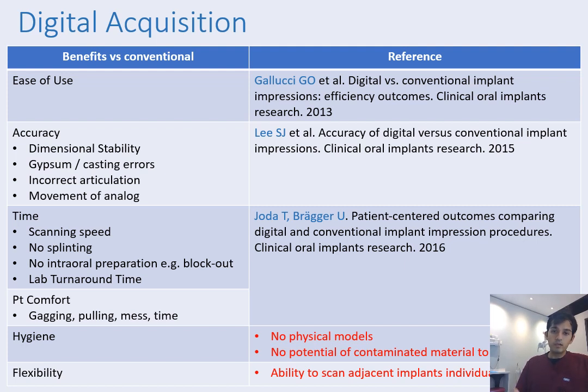So the first benefit here really, in terms of scanning versus a conventional impression, and I'm talking about from a restorative standpoint now, is ease of use. Scanning a case is a lot easier to the experienced scanning practitioner compared to taking physical impressions with rigid silicone or polyether impression materials.